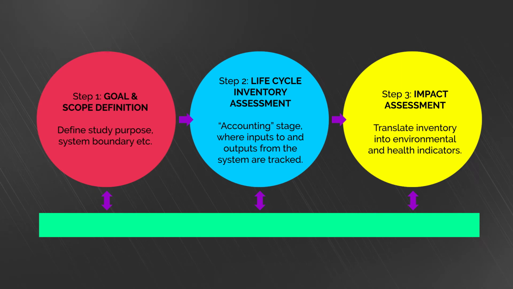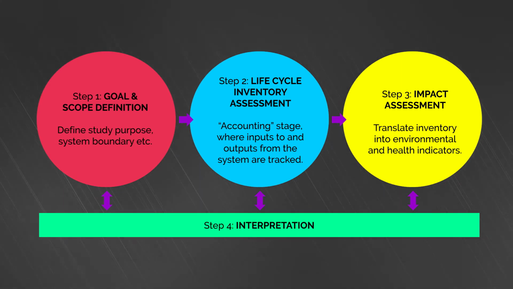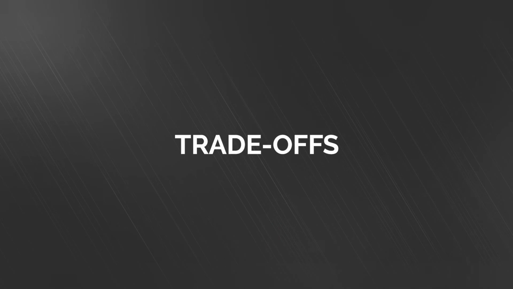Finally, in step 4, the interpretation, the results are checked and interpreted. There is often a wide range of impacts which can be geographically spread out. So policymakers sometimes have to make some difficult trade-offs about what is most important to them.